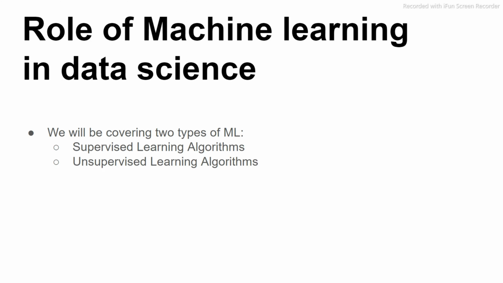Role of machine learning in data science. Machine learning algorithms are driven by mathematical concepts and analyze the patterns in the captured data, and can be used to build a predictive model on the existing phenomena in business. There are three types of machine learning: supervised learning, unsupervised learning, and reinforcement learning. In this video, we will be covering two types of machine learning: supervised learning and unsupervised learning.